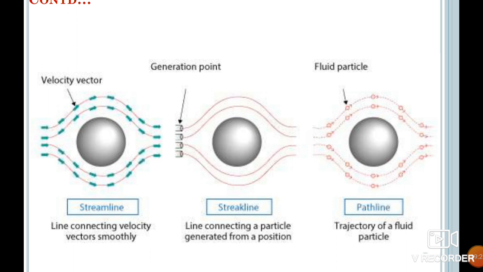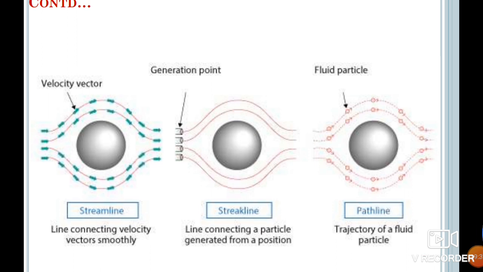Here we can see an example of a steady flow. The first figure shows the streamline. All the velocity vectors are going in the same way. The second one shows a streak line. Streak line means lines connecting particles generated from a particular position. In this case, there are four tubes. The uppermost line shows the particles generated from the uppermost tube, and the lowermost line shows the particles generated from the lowermost tube. So all these lines are streak lines, and it is similar to the streamlines.